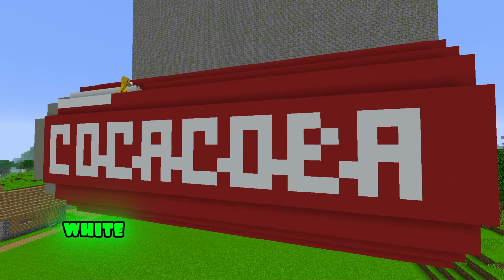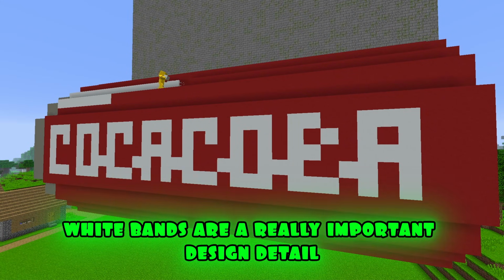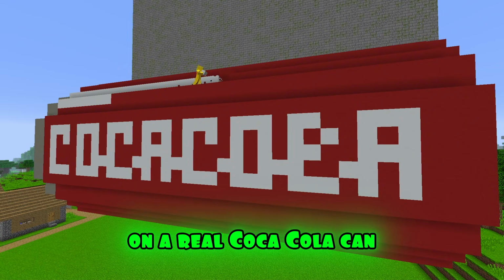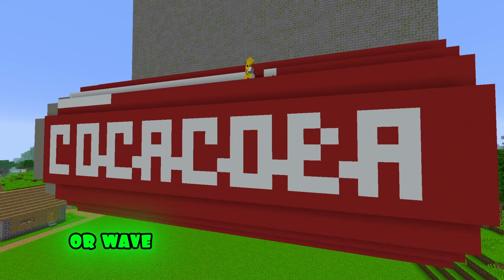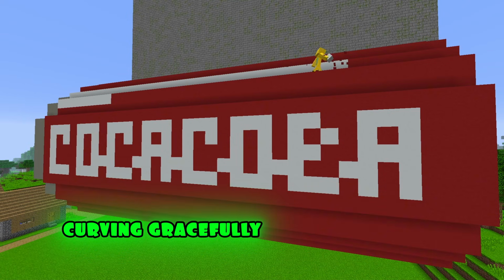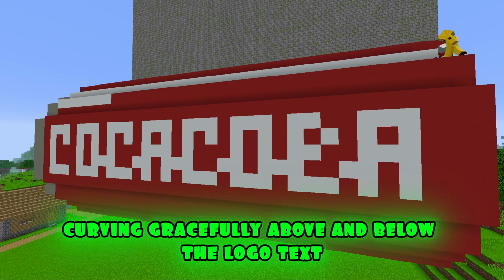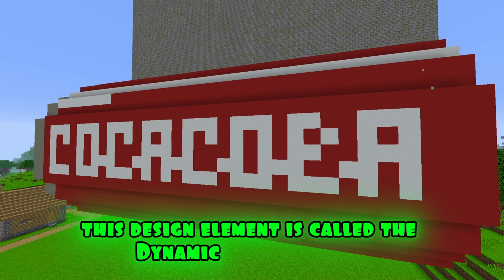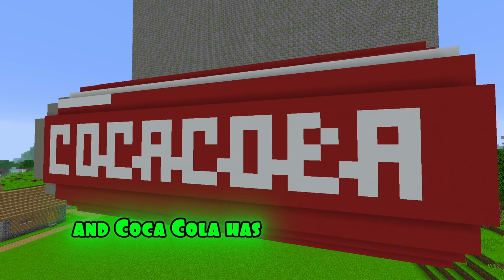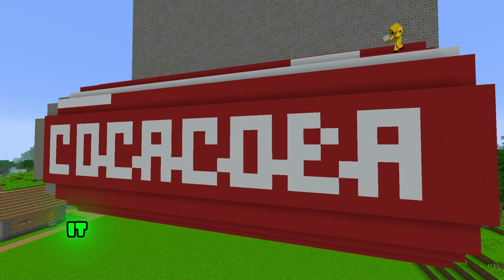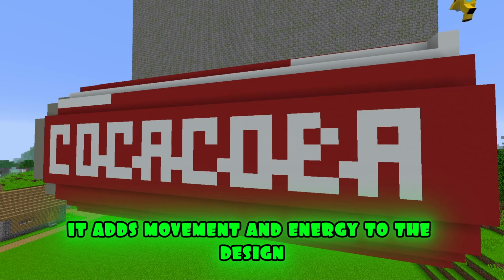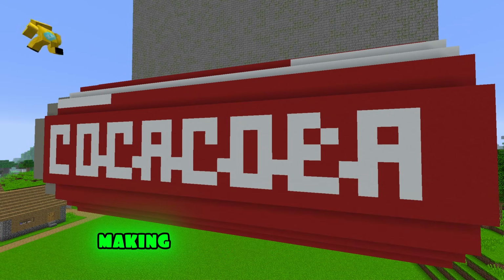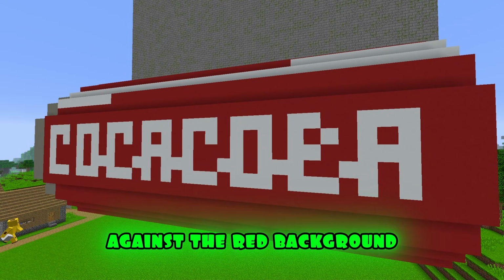These horizontal white bands are a really important design detail. On a real Coca Cola can, there is a distinctive white ribbon or wave that flows around the can, curving gracefully above and below the logo text. This design element is called the dynamic ribbon device, and Coca Cola has used it in their branding for decades. It adds movement and energy to the design, and it helps frame the logo text, making it stand out even more against the red background.